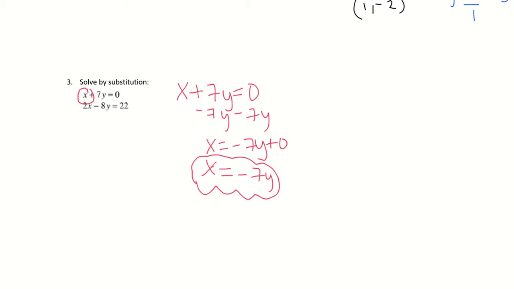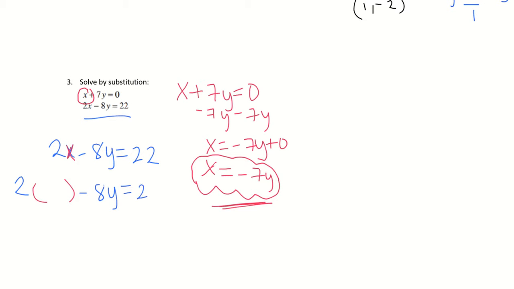Okay, now we want to plug in that equation into our second equation instead of x. So 2x minus 8y equals 22. But now instead of x, we're going to write this whole equation. So I'm going to leave a gap where x is, rewrite minus 8y equals 22, and in that gap I'm going to write negative 7y, since that's what x is equal to. And then we want to solve this equation.